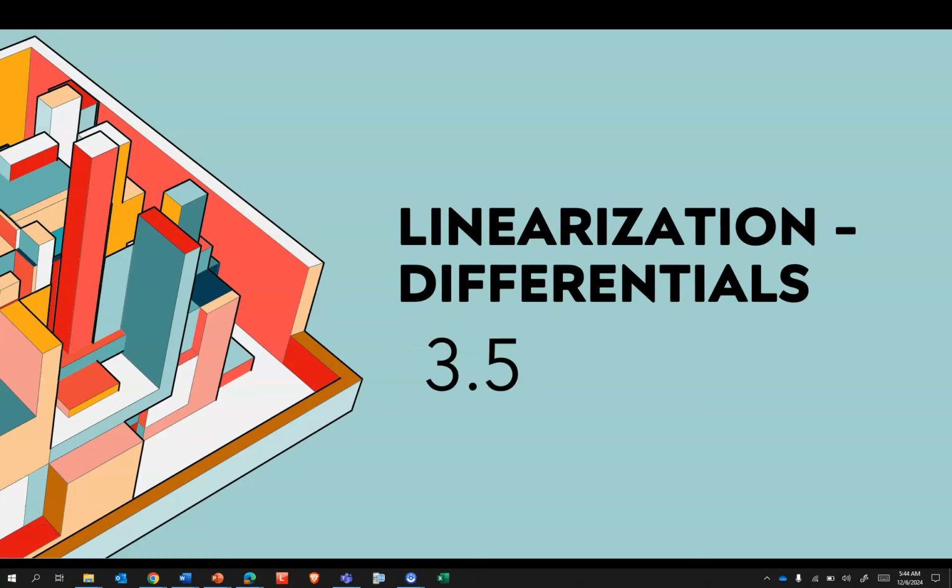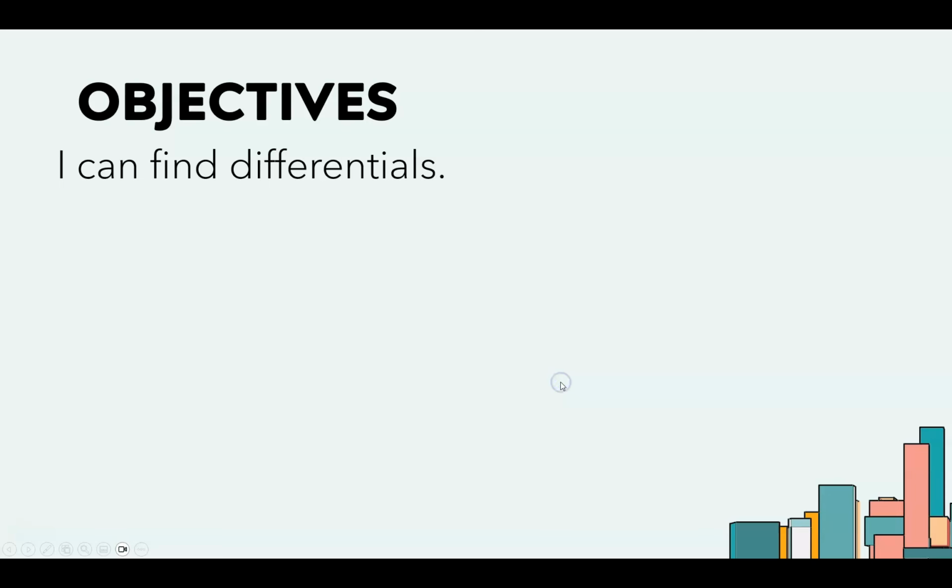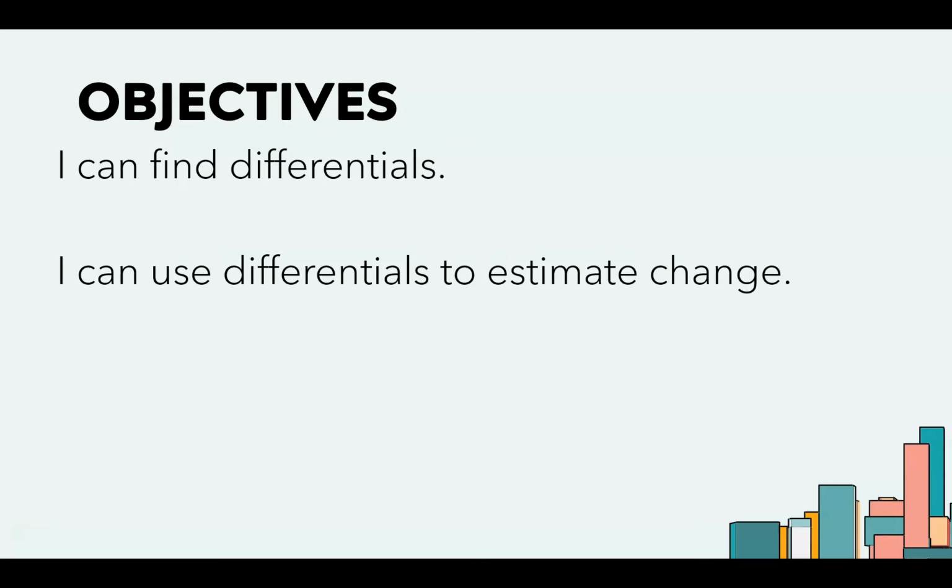I guess it's part 2 of chapter 3, or unit 3 lesson 5, and that's differentials, which is really another way to look at linearization. So you need to be able to find differentials, and if you can do derivatives, that's pretty darn easy. Hopefully you can, by the end of this, have a little bit better understanding of what they mean. And then a major use of differentials is to estimate change. So you should be able to do that if you can find differentials.